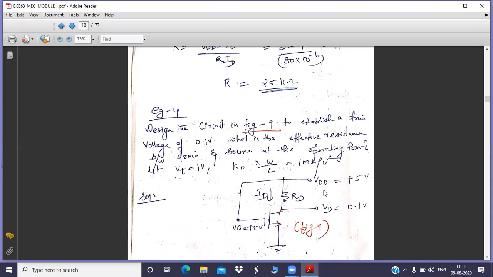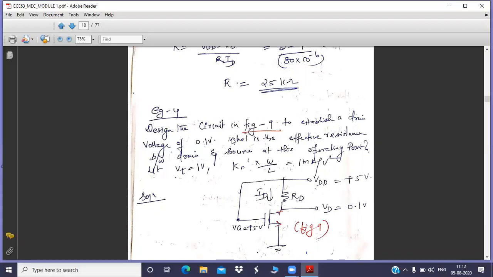Okay. Since it is given that here VDD is 5 volt, that 5 volt is coming to the gate terminal also. So the gate voltage is nothing but equal to the supply voltage, that is plus 5 volt. And it is also given in the question VD is 0.1 volt. See, to establish a drain voltage, 0.1 volt is given. So drain voltage is given as 0.1 volt. So for that we need to design the circuit. Design means that you have to find the unknown parameter.